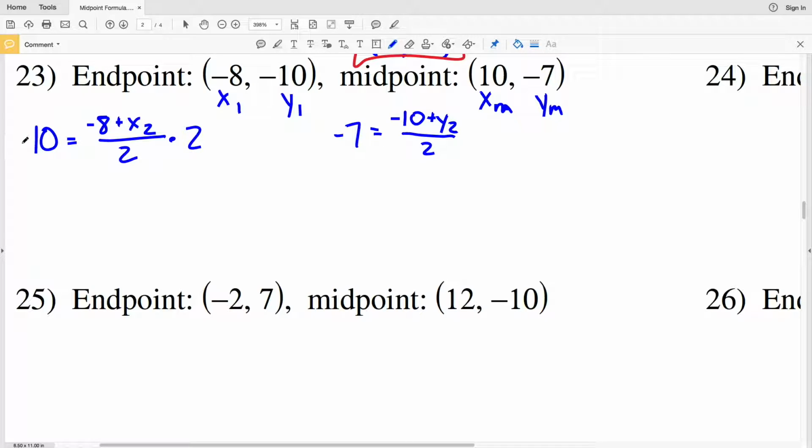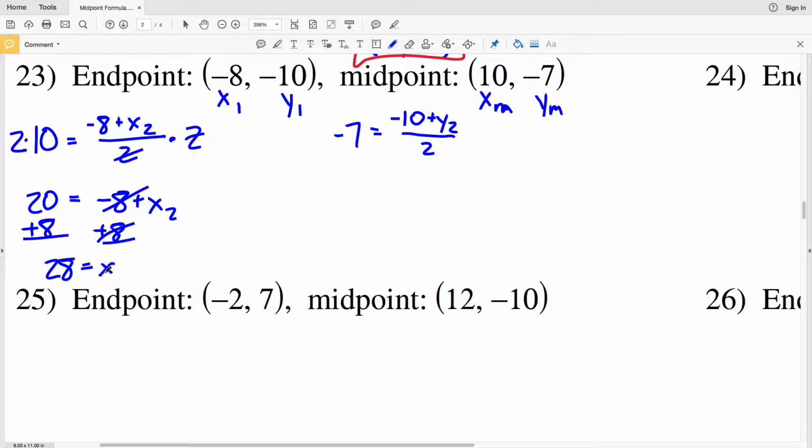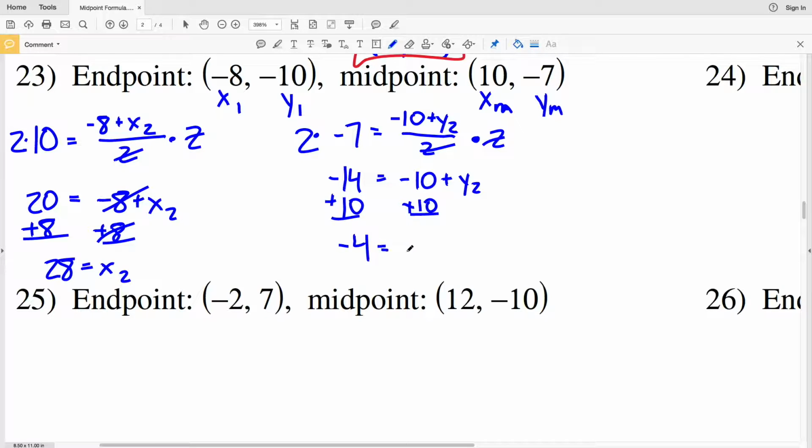Multiplying by 2 in this first equation, my 2's will cancel out, so I get 20 equal to negative 8 plus x sub 2. Then I'll add 8 to both sides in order to isolate that x sub 2, so 28 is equal to x sub 2. Then multiplying by 2 in my other equation, 2 times negative 7 is negative 14, and that's going to be equivalent to negative 10 plus y sub 2. So adding 10 to both sides will give me that negative 4 is equal to y sub 2. So my coordinate for my endpoint in number 23 is 28, negative 4.